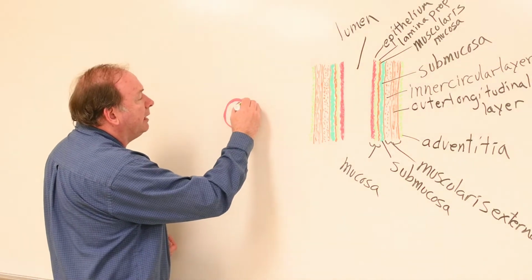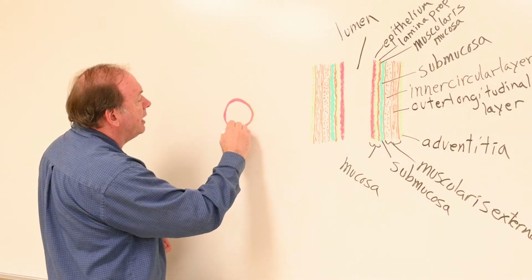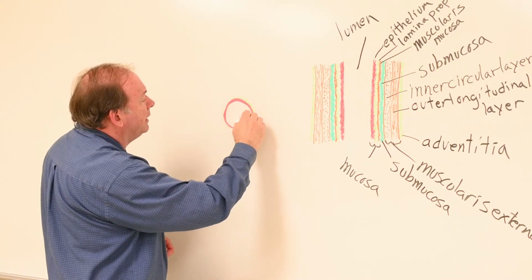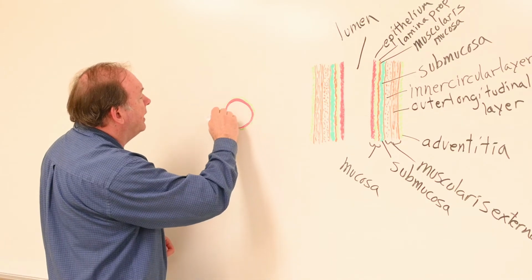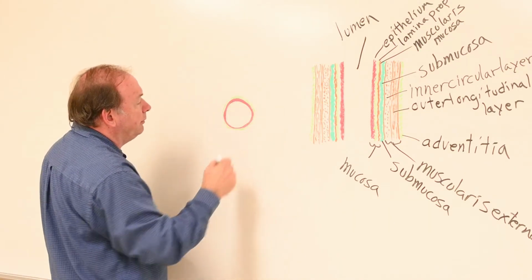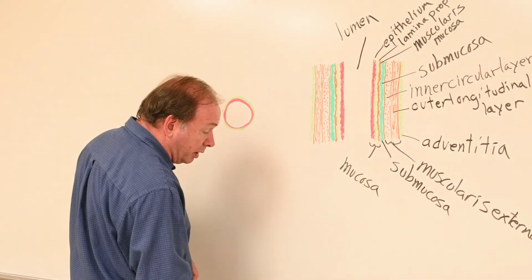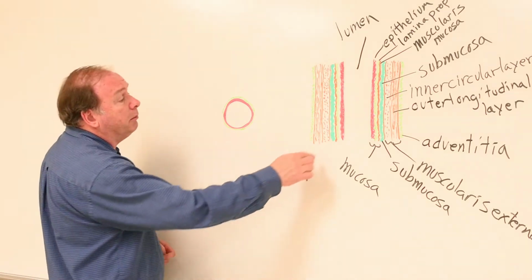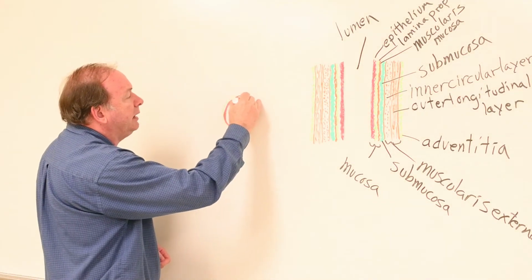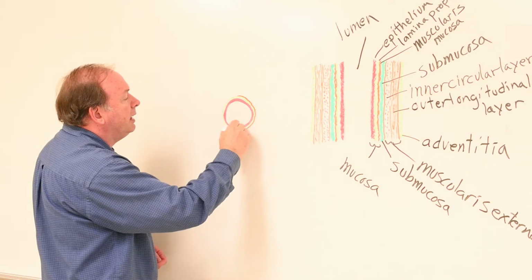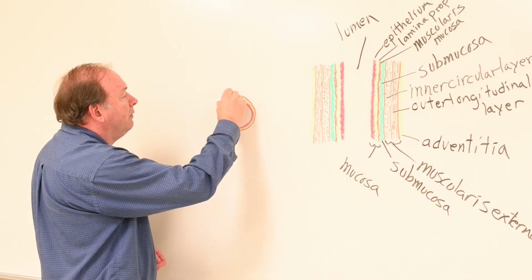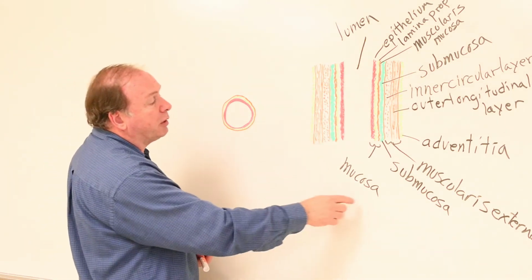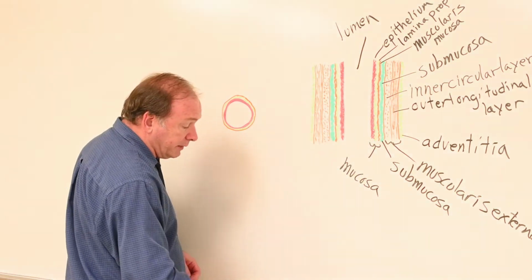The second layer then would be the loose connective tissue to the outside of that. That's the lamina propria, beneath the stratified squamous non-keratinized epithelium. So that's the second layer of the mucosa. The third layer of the mucosa is the muscularis mucosa, a very thin layer of smooth muscle arranged to the outside of the lamina propria. So those three layers make up the mucosa of the esophagus.